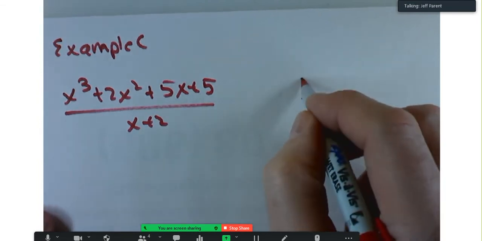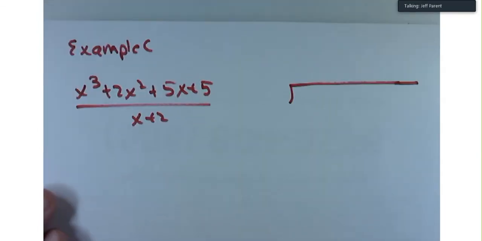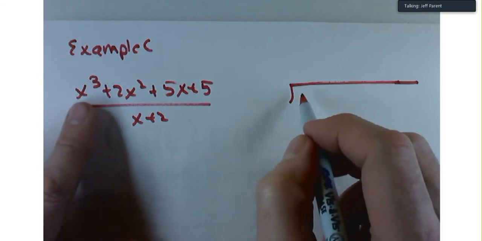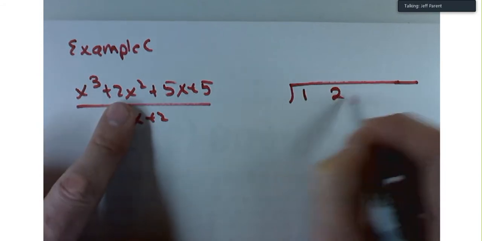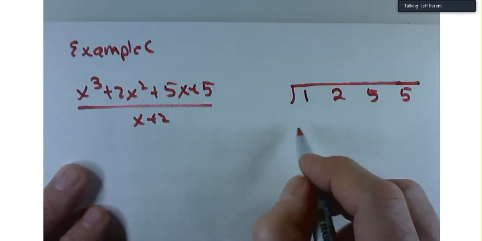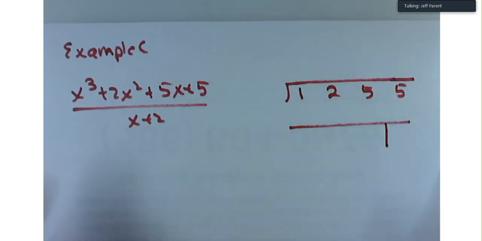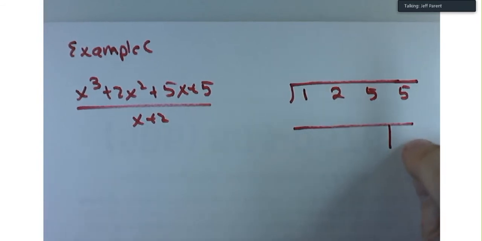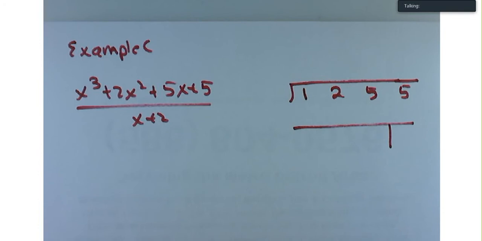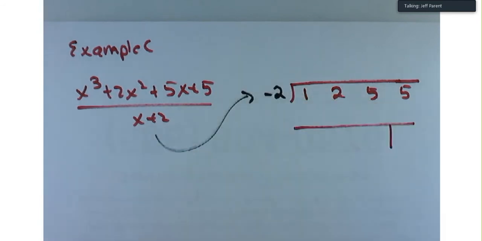So underneath my division sign, I want to write all the coefficients of this polynomial. So let's list those off. That would be a 1, a 2, 5, and another 5. Now leave yourself a little space here for some numbers. And then between the last two numbers, draw a little vertical line. That vertical line is reminding you that that's going to be what here? Your remainder. Nice. Now, if I've got a plus 2 here, that means I've got to change the sign. It's going to be a minus 2 out in front.